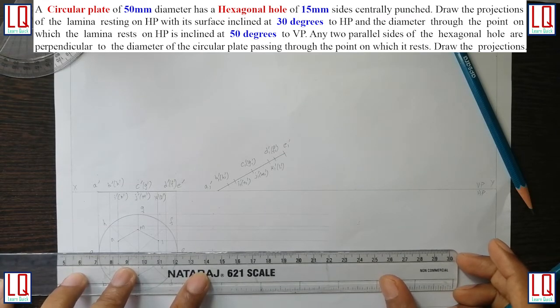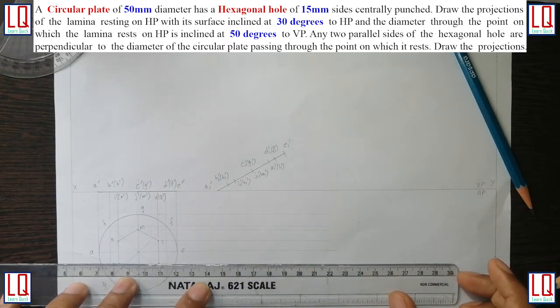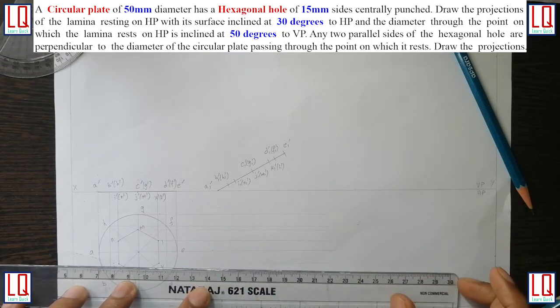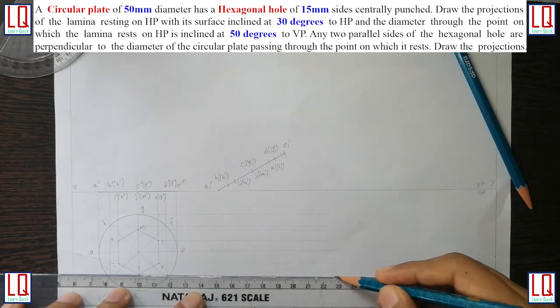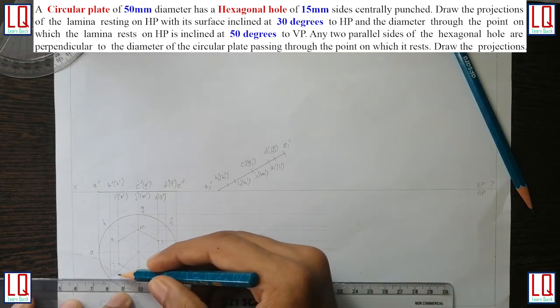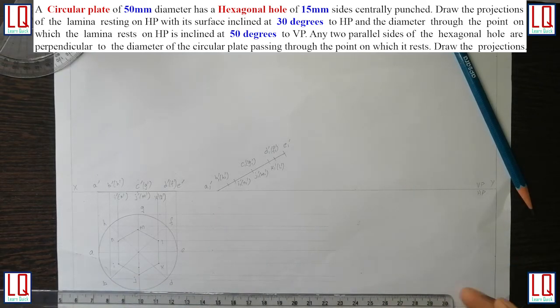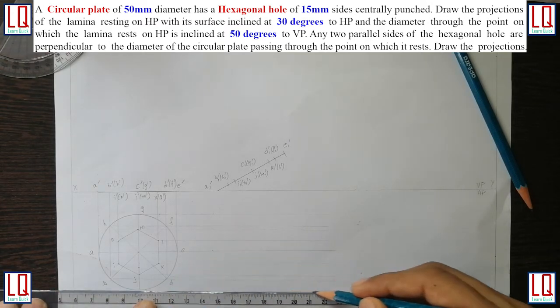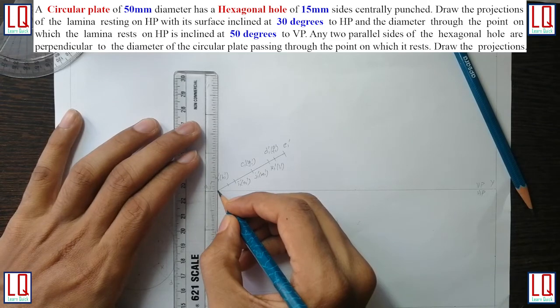Projecting A and E, projecting I and K, projecting J, projecting B and D, projecting C. Now project all the points from step 3 to step 4.